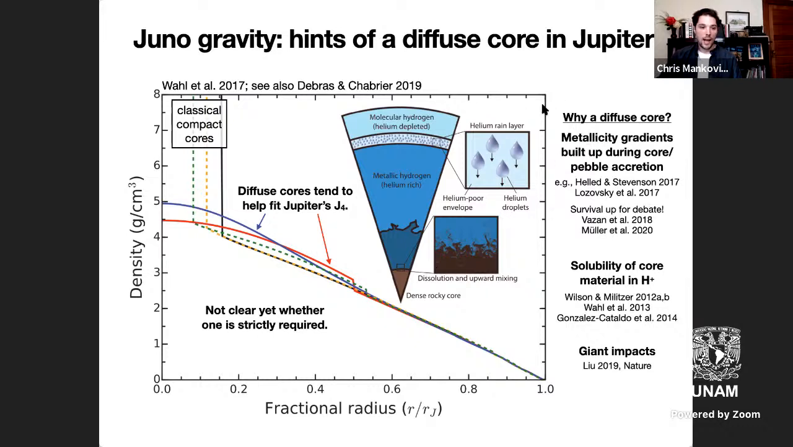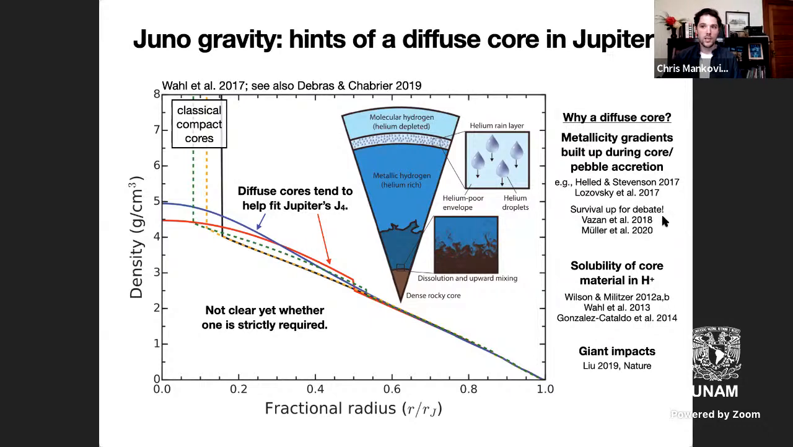Metallicity gradients might just be naturally built up during core and pebble accretion. In part, that's just because there are not really these clean episodes of heavy element accretion followed by an episode of gas accretion. In reality, there's a continuum of accretion rates that vary between pure rock and pure gas. So given that gas can really accrete at the same time as heavy elements, you can naturally build up bottom heavy composition gradients.